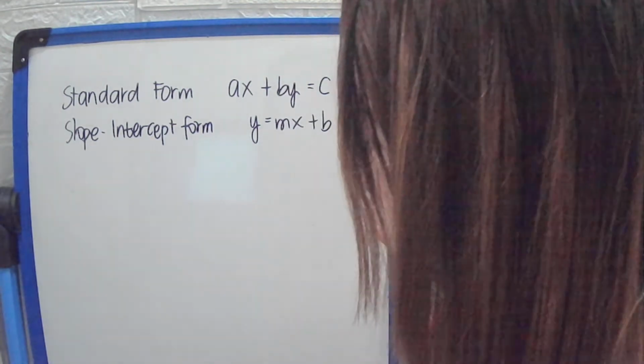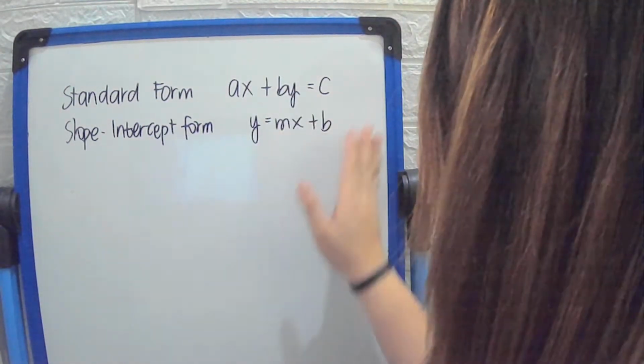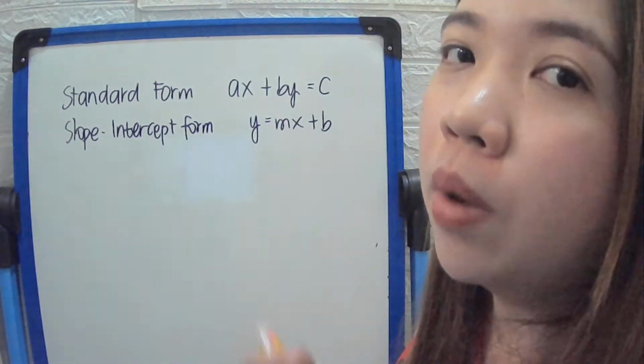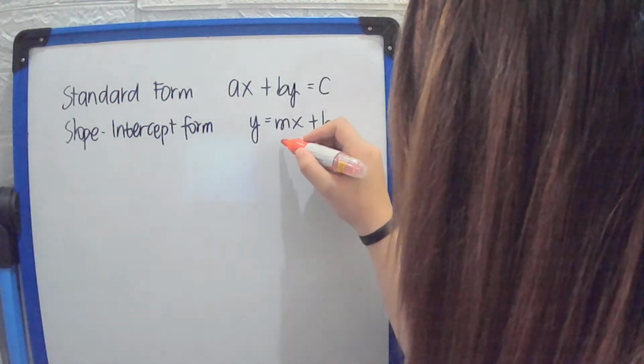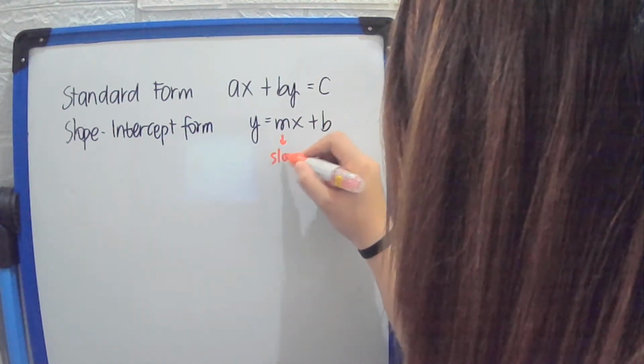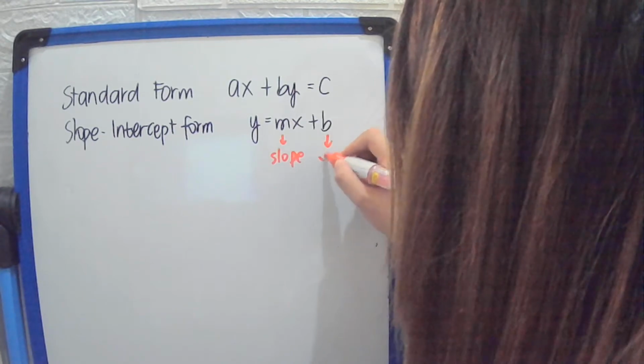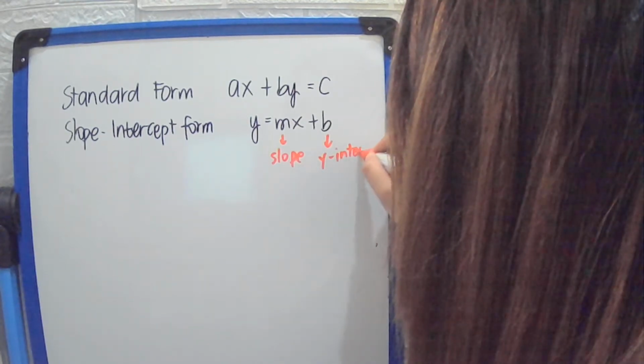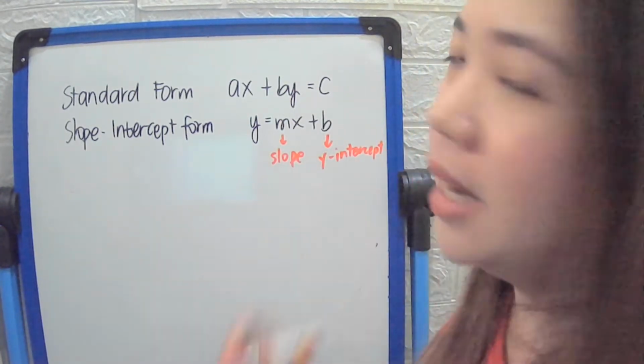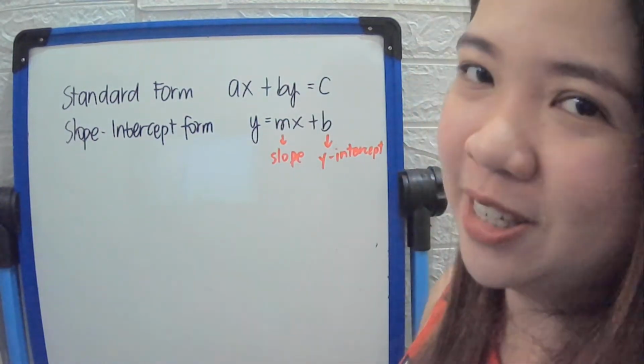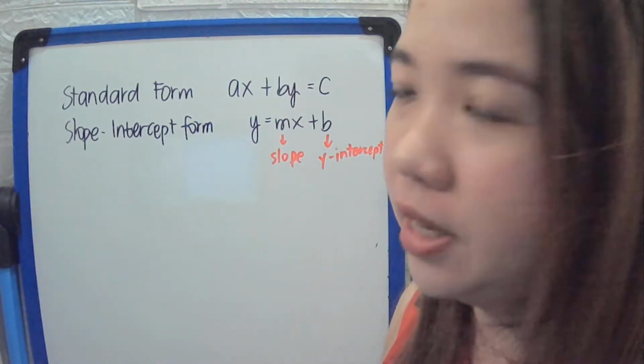Okay? So, if this is your form, meron na tayong ibang tawag sa kanila. Si M, siya po yung tinatawag nating slope. Tapos si B, siya po yung tinatawag nating Y-intercept. So, hindi ko muna i-discuss si Y-intercept, dun muna tayo kay slope. Kasi yun naman yung topic natin for today.